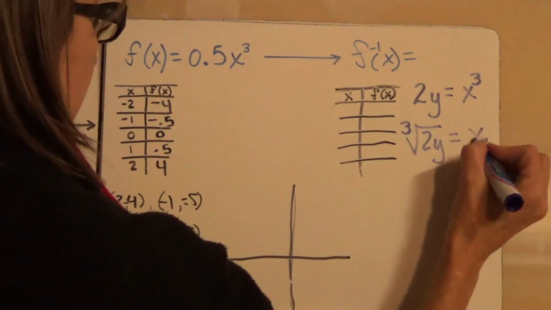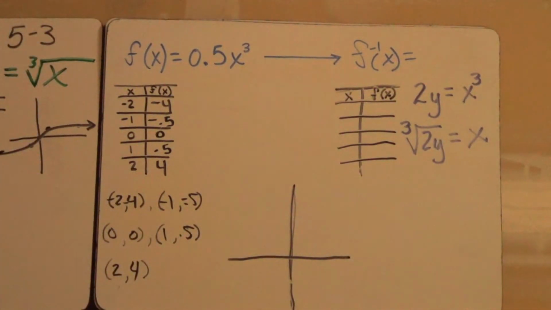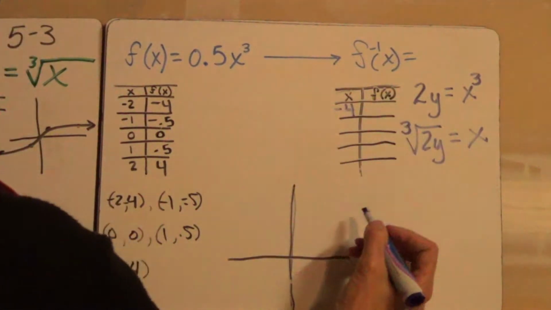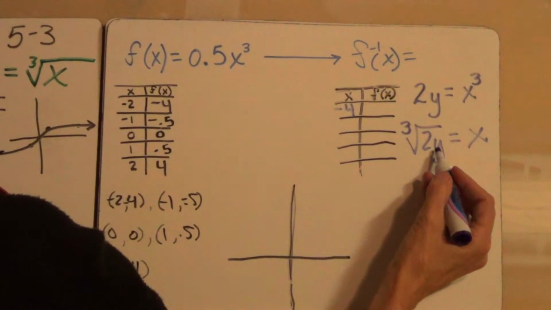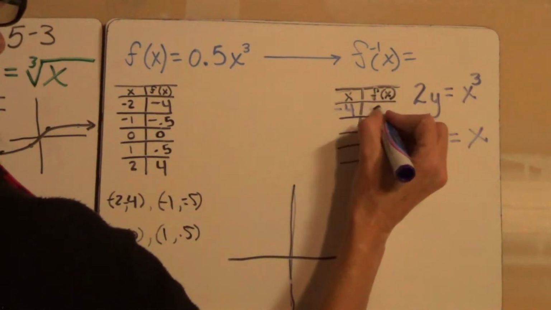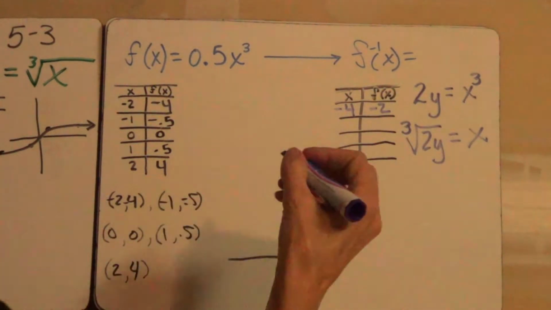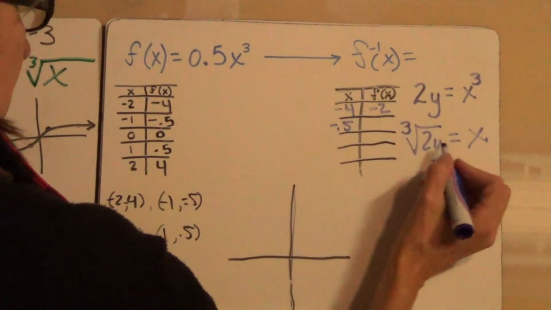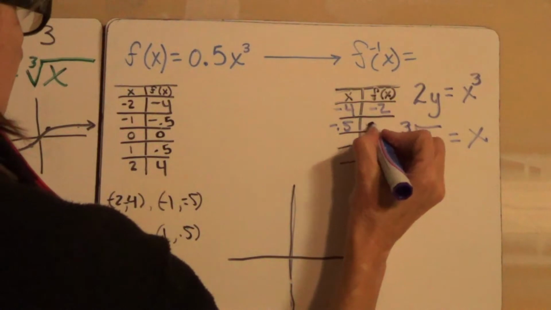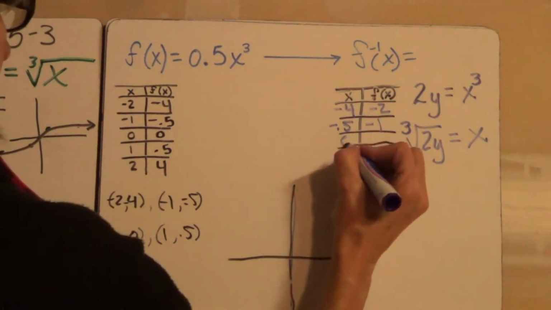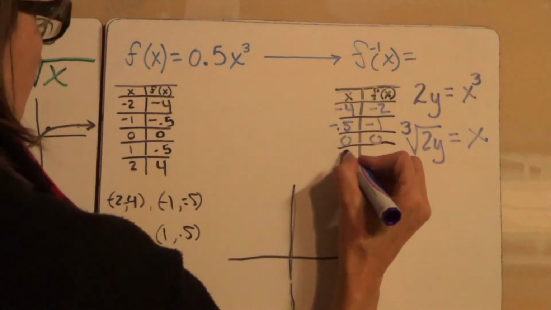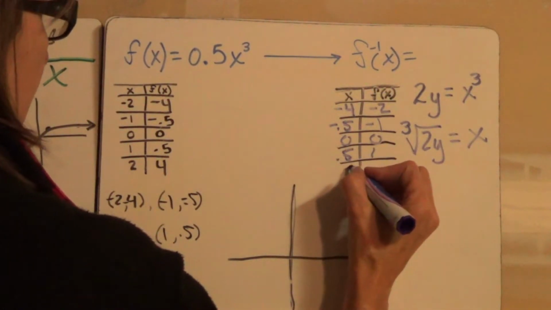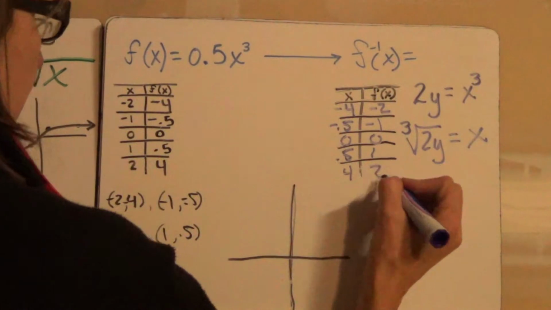Well, to get rid of the cube, we would cube root, so this becomes cube root of 2y equals x. So now does it make sense that 2 times -4 would be -8, the cube root would be -2. And we can go ahead and write all these points in here. -0.5, 2 times that would be -1, cube root would be -1, 0, 0, 0.5, 1, and 4, 2.